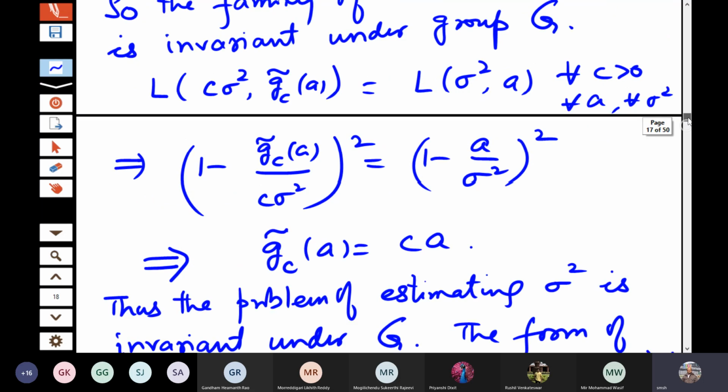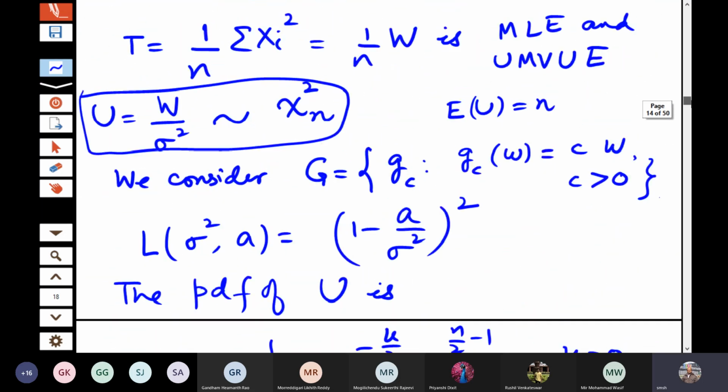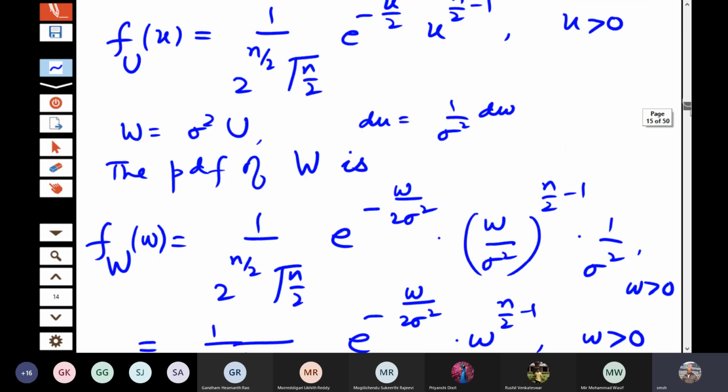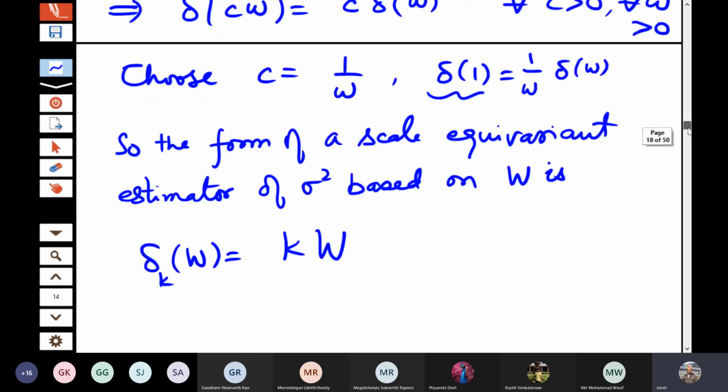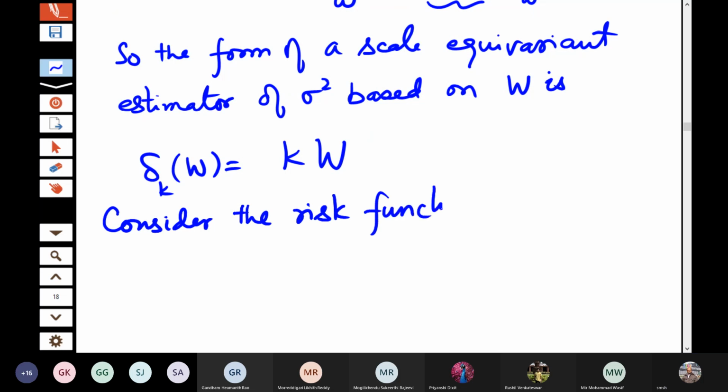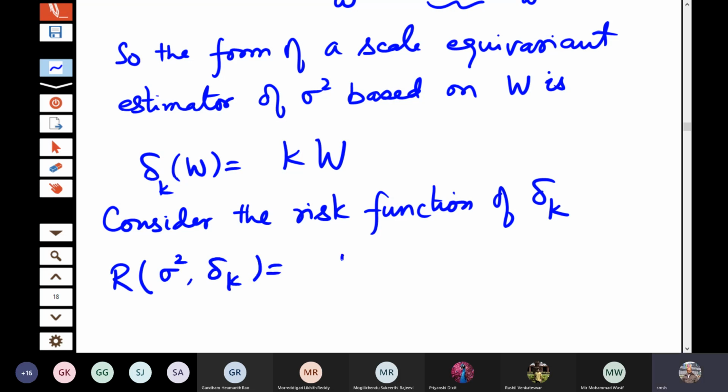So of course your UMVUE or the MLE, that is also a multiple here. So of course then the natural question arises whether this can be improved. So we can find the best choice. Okay. So consider the risk function of delta K. So risk function, that is expectation of (1 minus KW by sigma square) whole square.